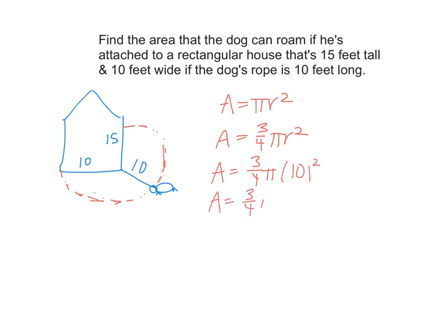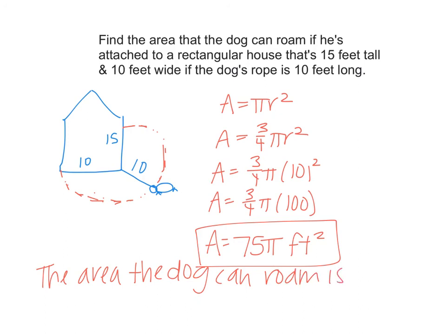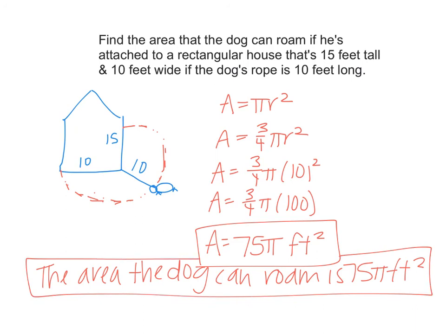Area is 3/4 pi times 100, we can reduce this 3/4 and the 100. We know that 4 goes into 100 25 times. Times 3 is 75. So my area is 75 pi feet squared. So you would write your sentence, the area the dog can roam is 75 pi feet squared. Remember, word problem in sentence, answer in sentence.